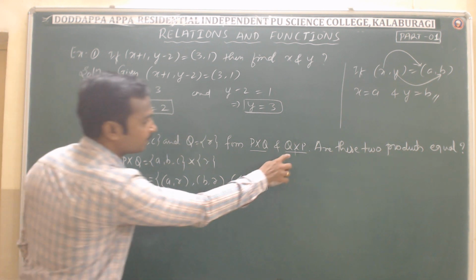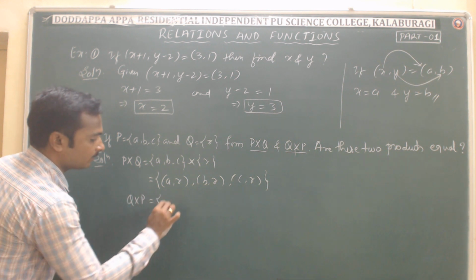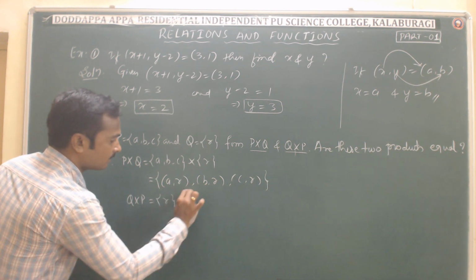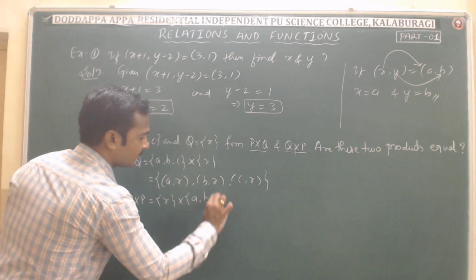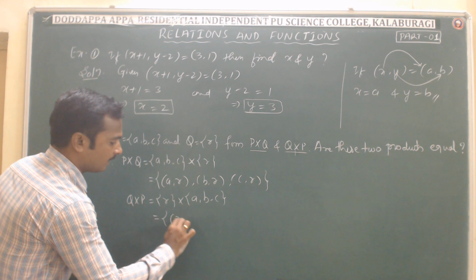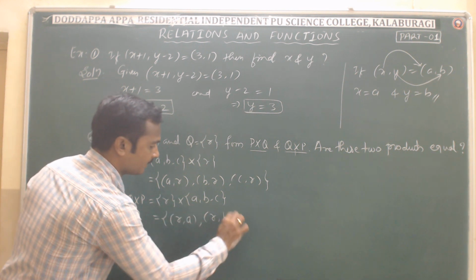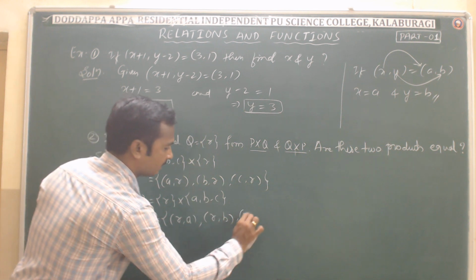Similarly, we will go for Q cross P. What is the set Q? Set Q contains R, cross P, which is A, B, C. So let us find this. R relates A: (R, A). R relates B: (R, B). R relates C: (R, C).